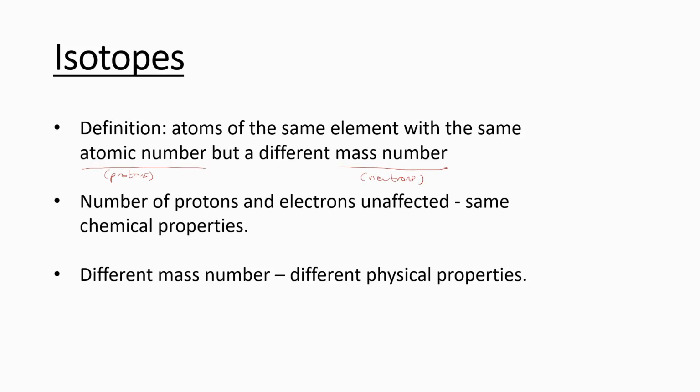For example, melting point and boiling point. And we know, for example, if we have an element with a larger mass, let's say an atom with a larger mass, then there's going to be stronger forces of attraction between atoms, and it's the same for molecules. And in this way you can have a higher boiling point and a higher melting point. So the mass number will affect the physical properties.